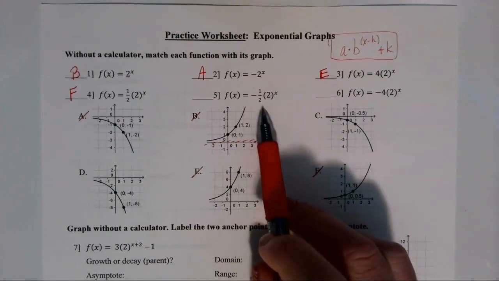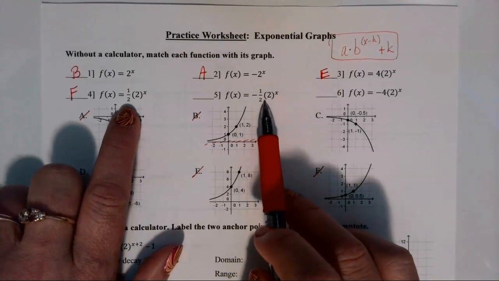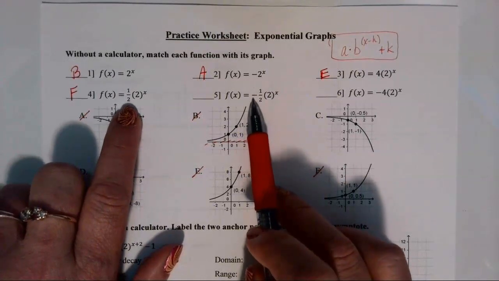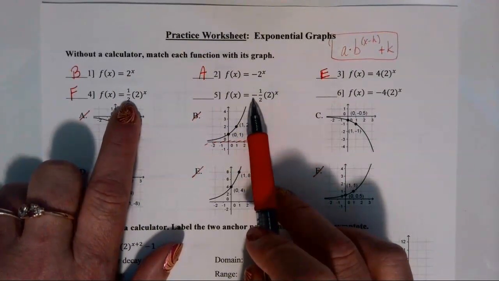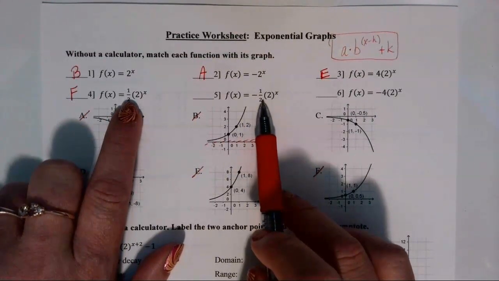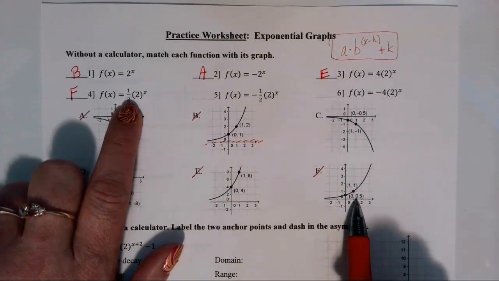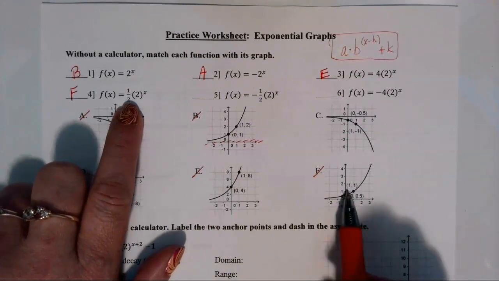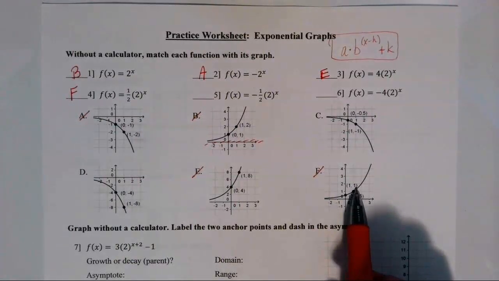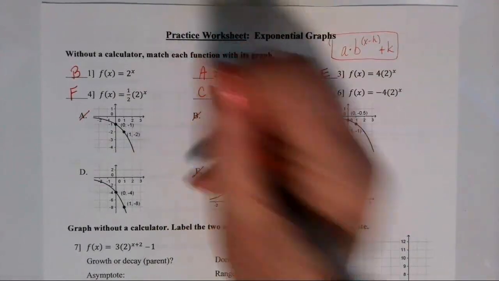Okay, then in number 5, we have the same function as number 4, only the a is negative instead of positive. So we've got the same anchor points, only after reflecting in the x-axis, this 0, 1/2 will become 0, negative 1/2, and then 1, comma 1 will become 1, comma negative 1. And we see that is graph C.